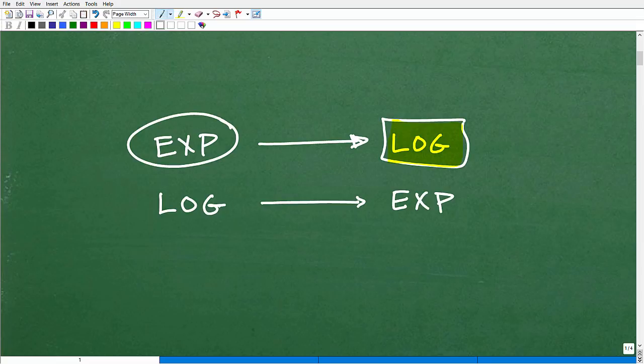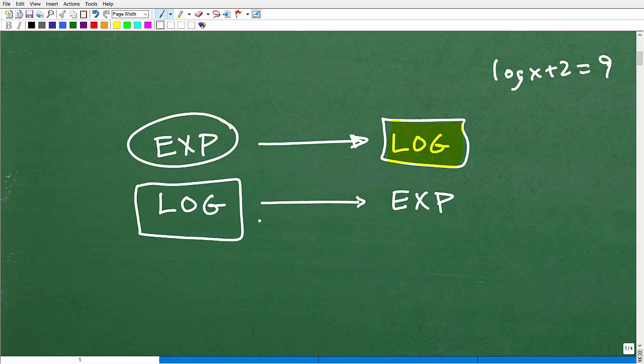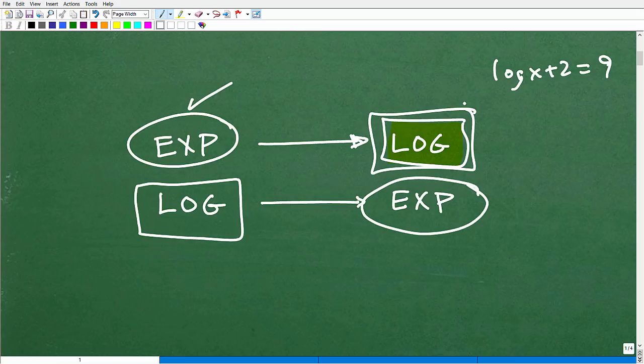Now, the reverse is true. If you see a logarithmic equation, like log x plus 2 equals 9, something like that, guess what? You're going to have to use exponents to solve. Why is that? Well, exponential and logarithmic functions are inverse functions of one another. There's a relationship here. So again, if you see exponential equations, you're going to have to apply your knowledge of logarithms.